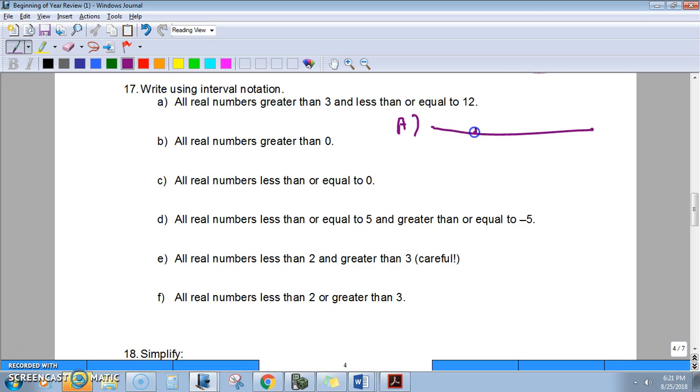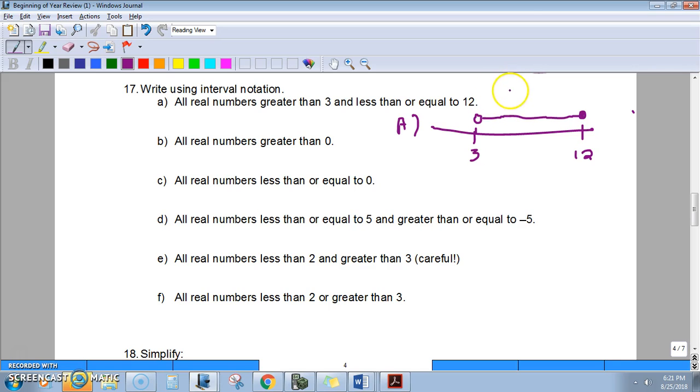So here's 3 and here's 12. If you were going to draw this on the number line, you would say, okay, greater than 3 but not equal to 3. So that's going to be that open circle. Greater than or equal to 12, that's going to be that closed circle. And you would draw the line in between those two, and that represents all of those numbers.